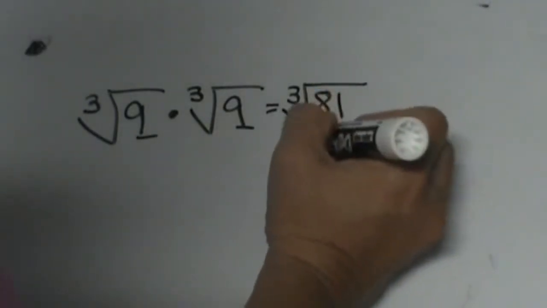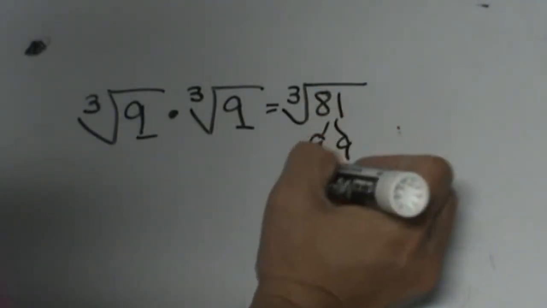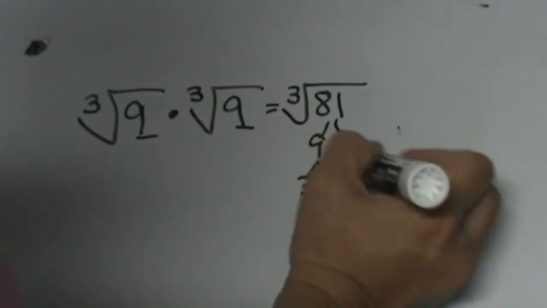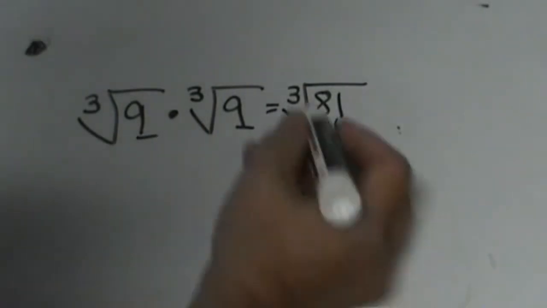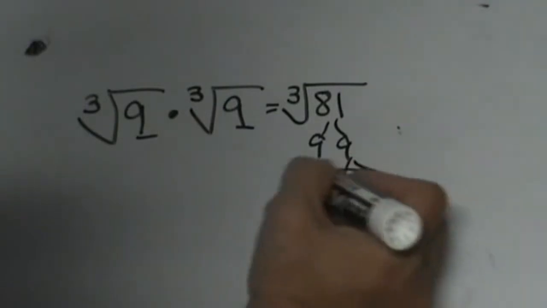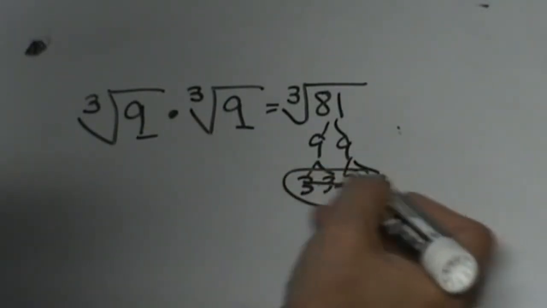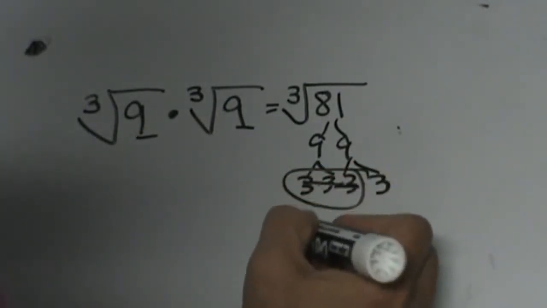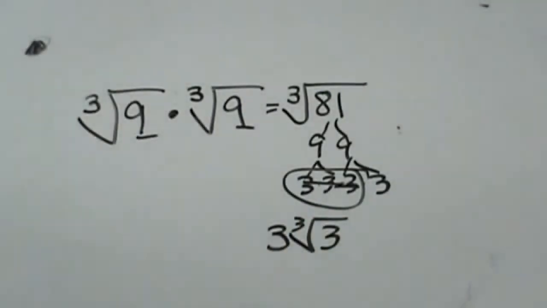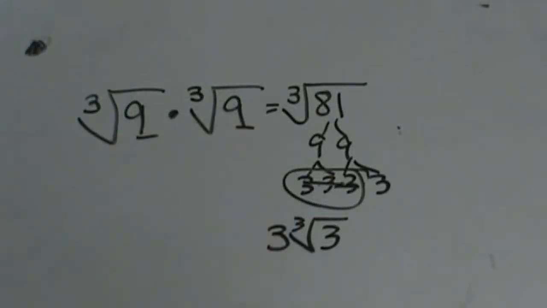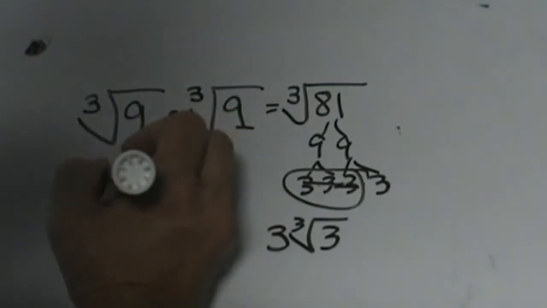And then we know that 81 is just 9 times 9, and that's 3 times 3 times 3 times 3, and then I can take a group of 3 out, right? So that ends up being 3 cube root of 3. And there you go. Okay, why can we do that thinking about radicals?